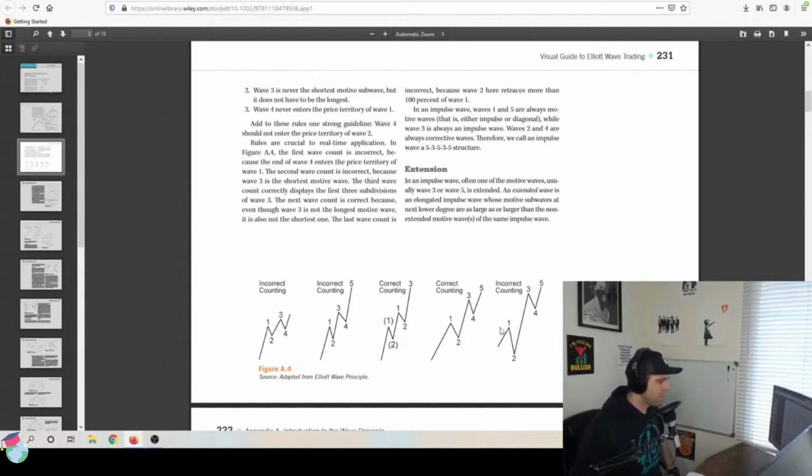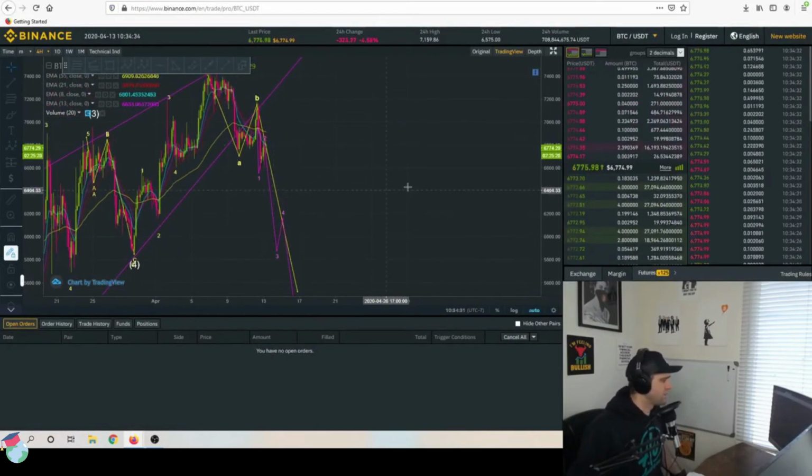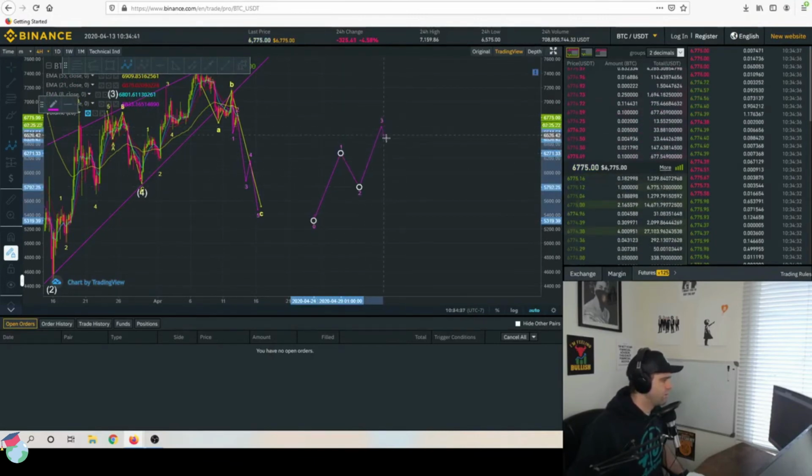The reason this is incorrect is because 2 retraces past the start of wave 1. You can't retrace more than 100%. So let's just do this a little bit right here. 1, 2, 3, 4, and 5.